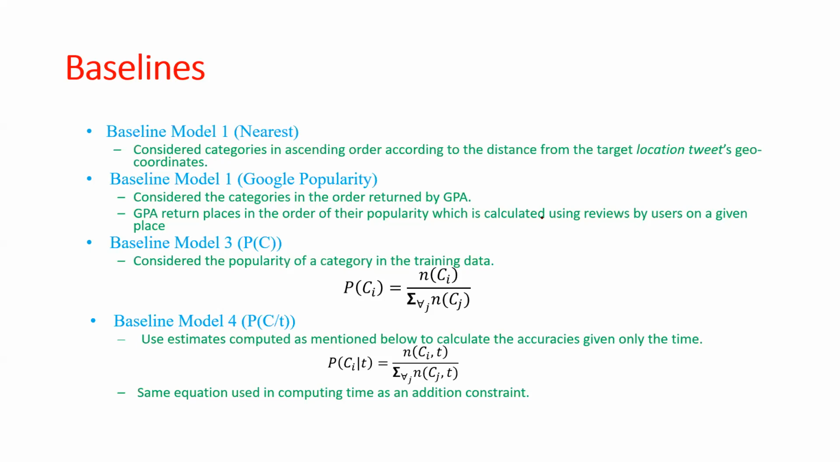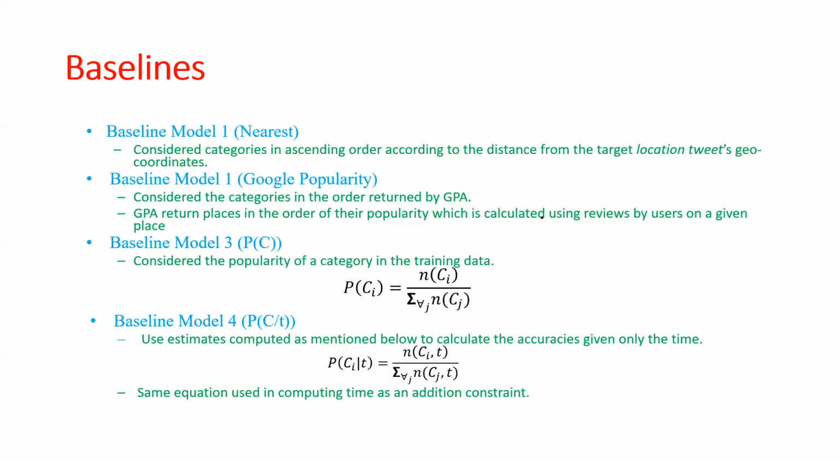In baseline model 2, because the Google Places API always returns a place with its Google popularity, we said that we can recommend whichever places are popular nearby. Then, third baseline, we just found out which category is popular in our data set, right? And the fourth baseline, which category is popular time-wise. So there were the 4 baselines that we have used.